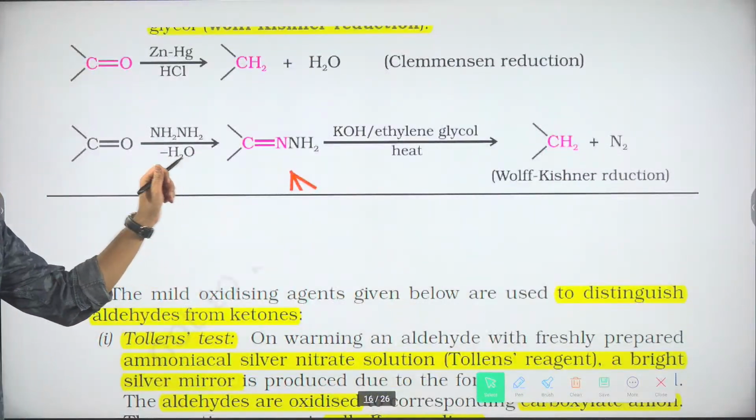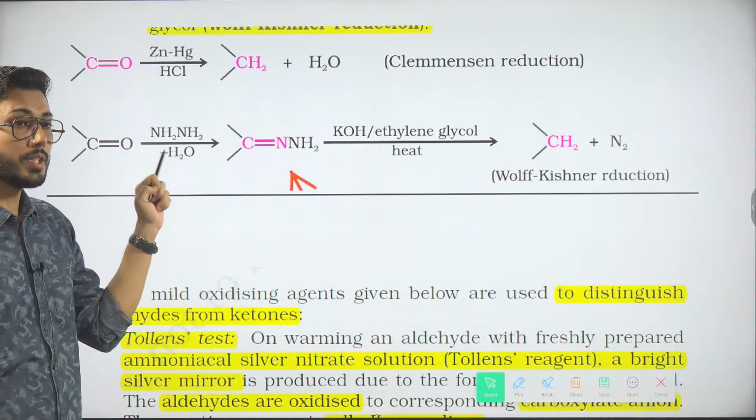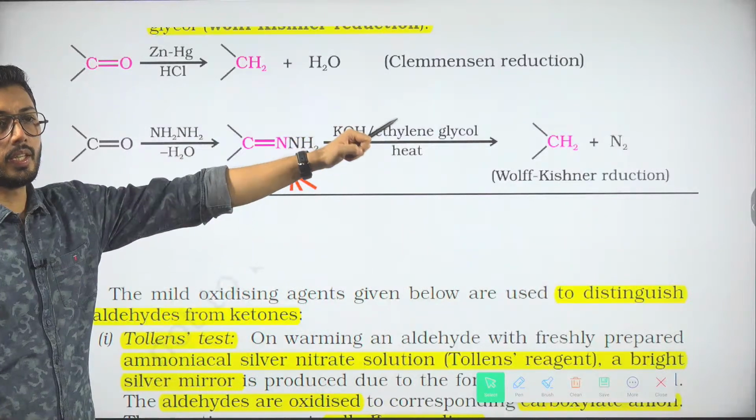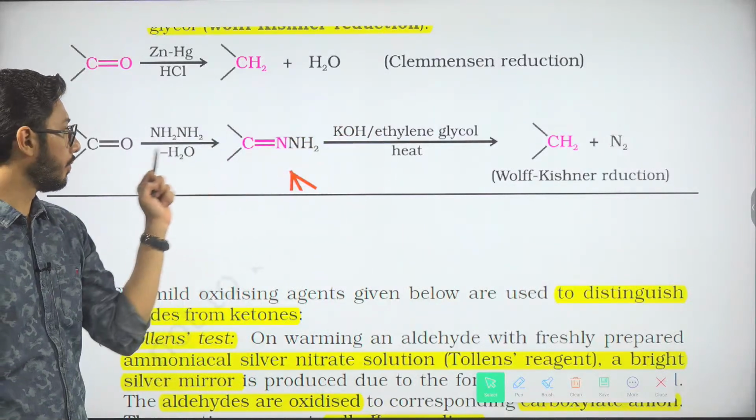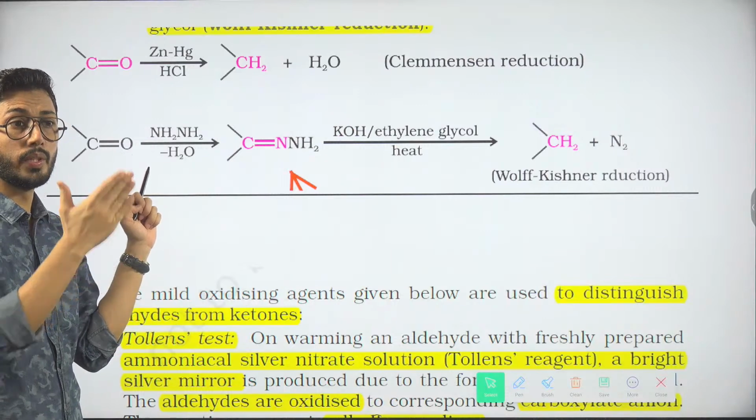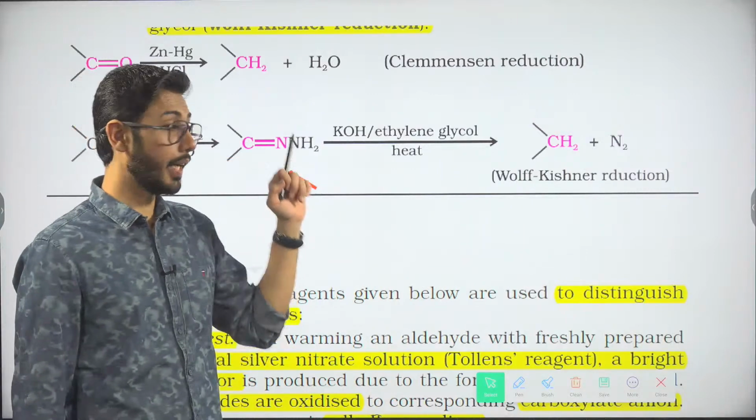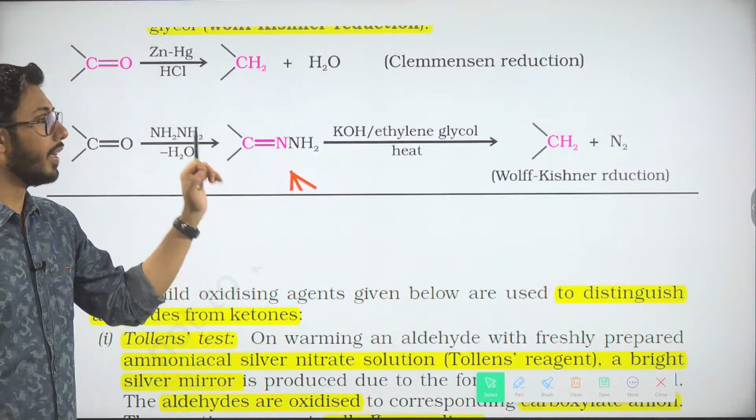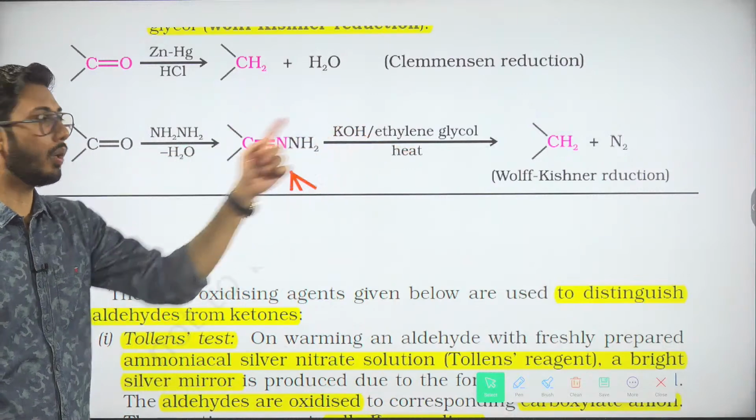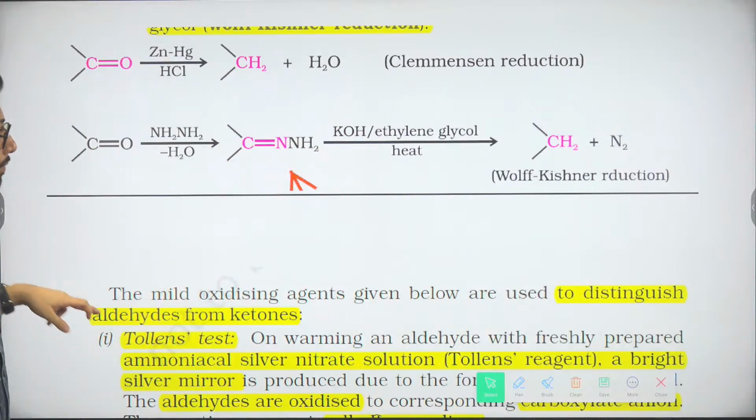Then the other one, C=O converted to CH2, but what is taken? The reagent is hydrazine with KOH in glycol, and heating is done. Firstly, with hydrazine, which reaction is it? If you can recall, it is an ammonia derivative reaction, hydrazine to hydrazone formation. If you do not remember, at minimum remember hydrazine, KOH, ethylene glycol, C=O to CH2. Which gas is evolved? N2 gas is evolved.